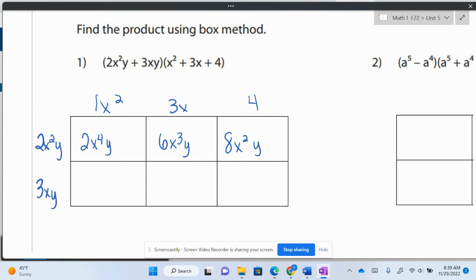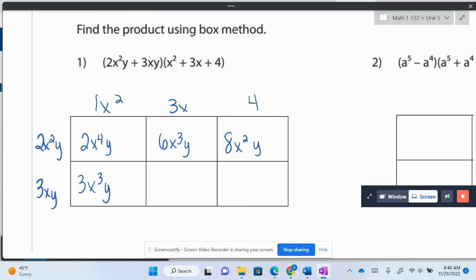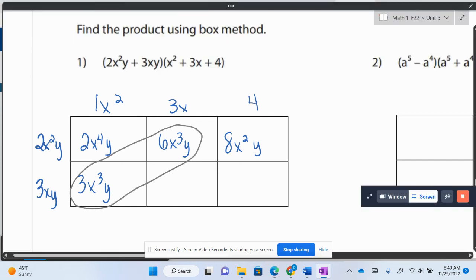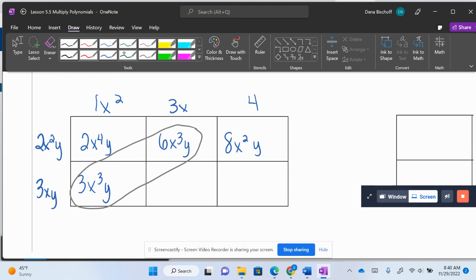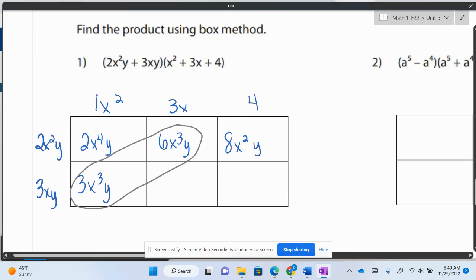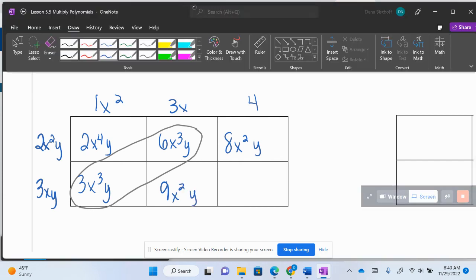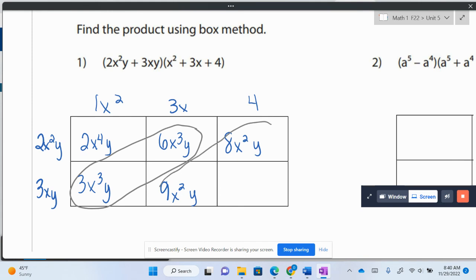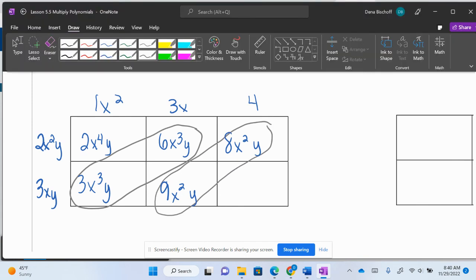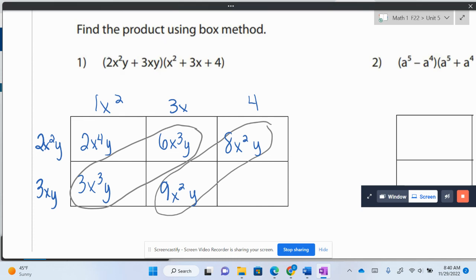Now I have 3xy times the x squared. So 3 times 1 is 3. X times x squared is x cubed. Bring down your y, and hopefully you see that these two terms are going to be combined because they're on the diagonal. Again, I said it doesn't always work, but typically it does. 3 times 3 is 9. X times x is x squared y, and these two terms are on the diagonal, so they can be grouped together or combined. And then 3 times 4 is 12xy.